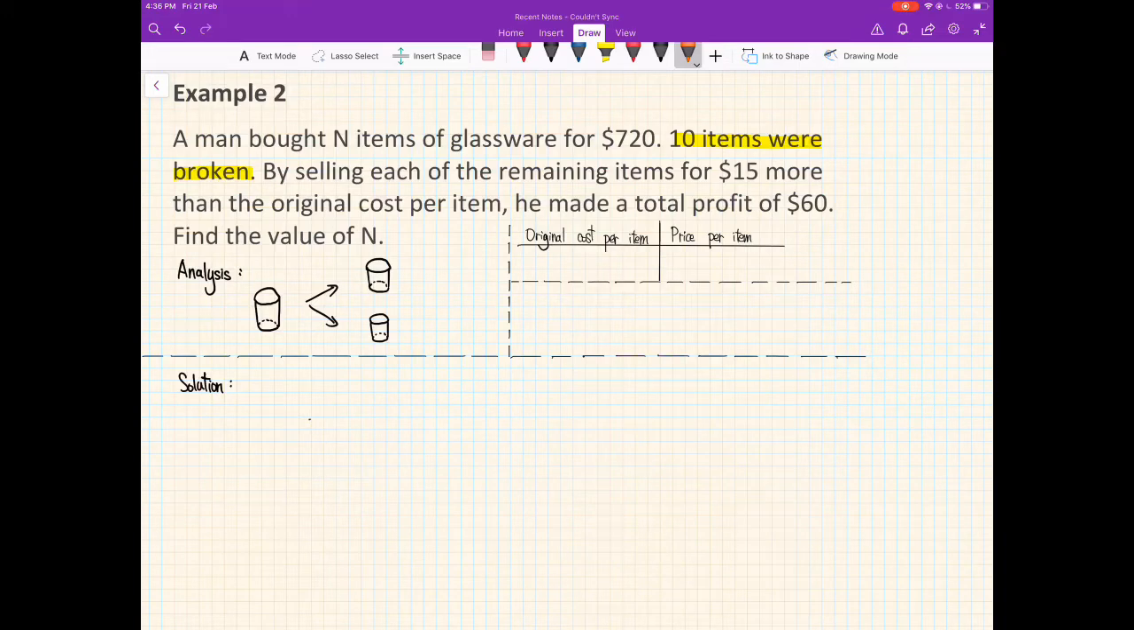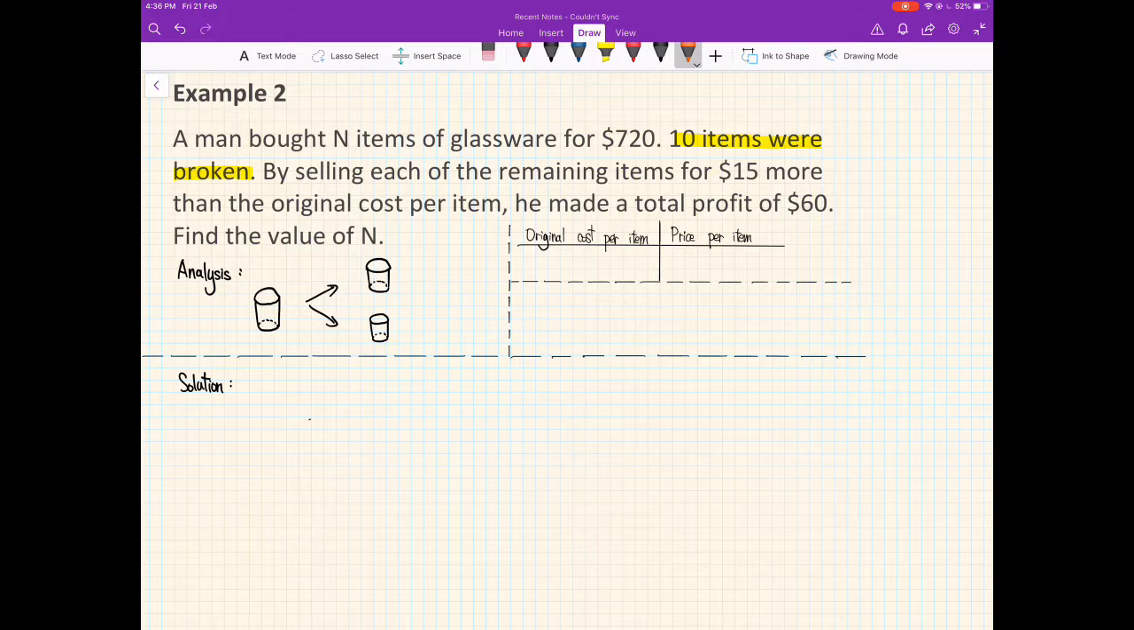Let's have a look at this question. A man bought n items of glassware for $720. 10 items were broken. By selling each of the remaining items for $15 more than the original cost per item, he made a total profit of $60. Find the value of n.